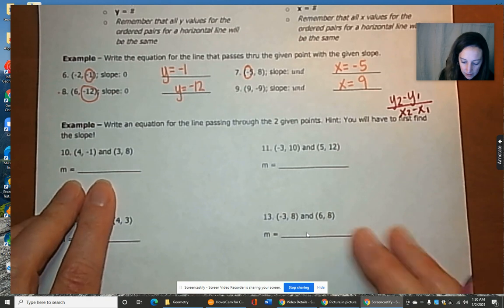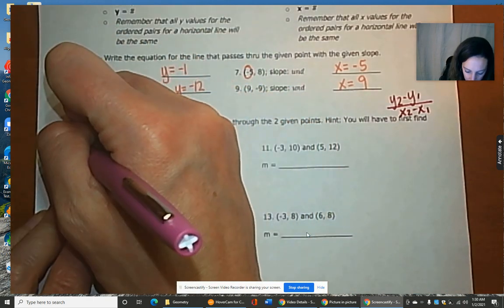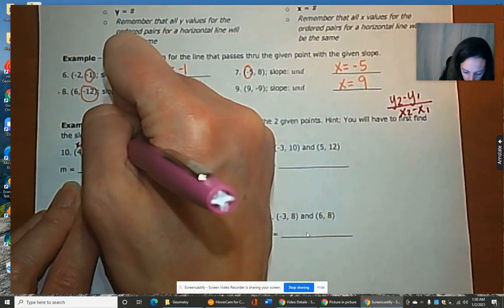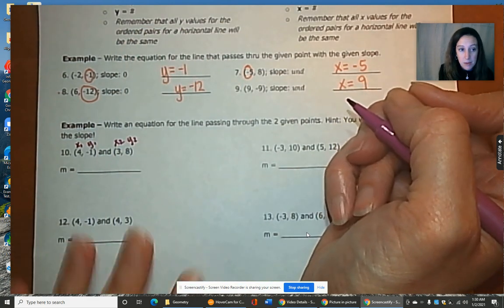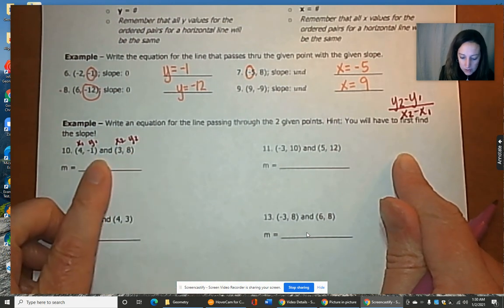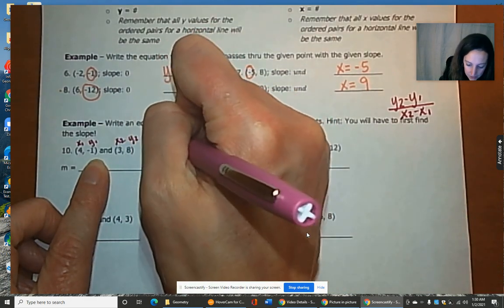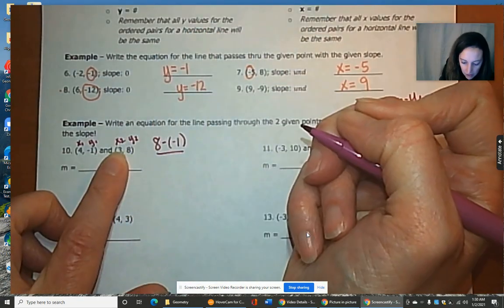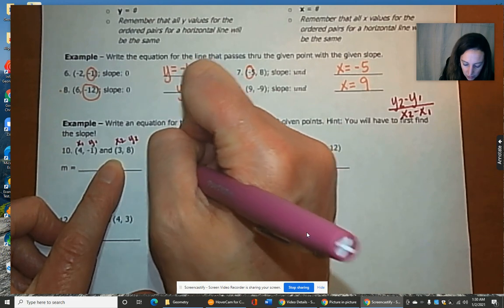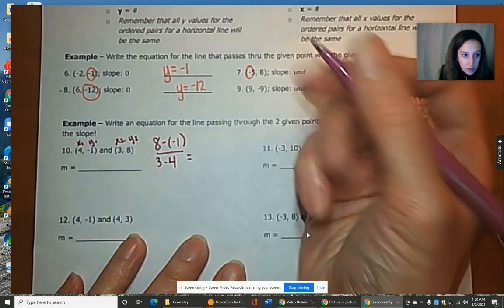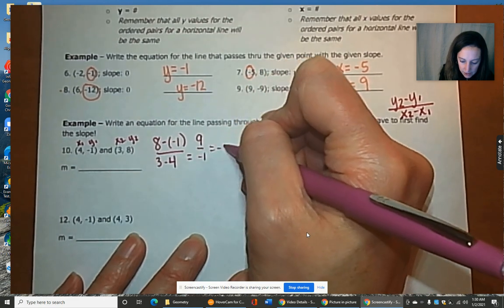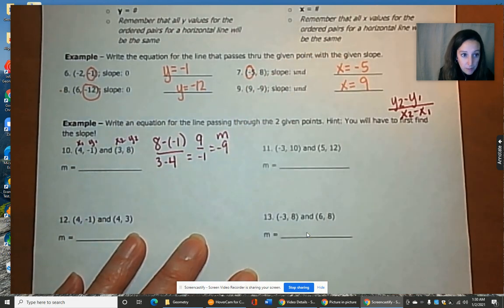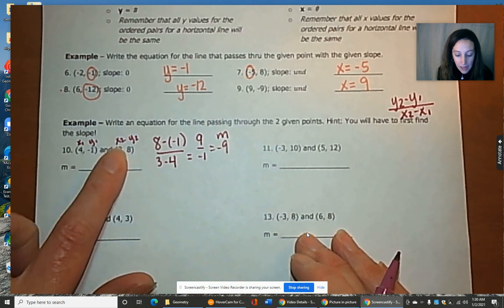So if we do that here, we get, remember, x1, y1, x2, and y2. Just labeling them so I can put them into our formula. y2 minus y1 is 8 minus a -1. x2 minus x1 is 3 minus 4. So when I simplify, I get 9 over -1, which equals -9. That's my slope.